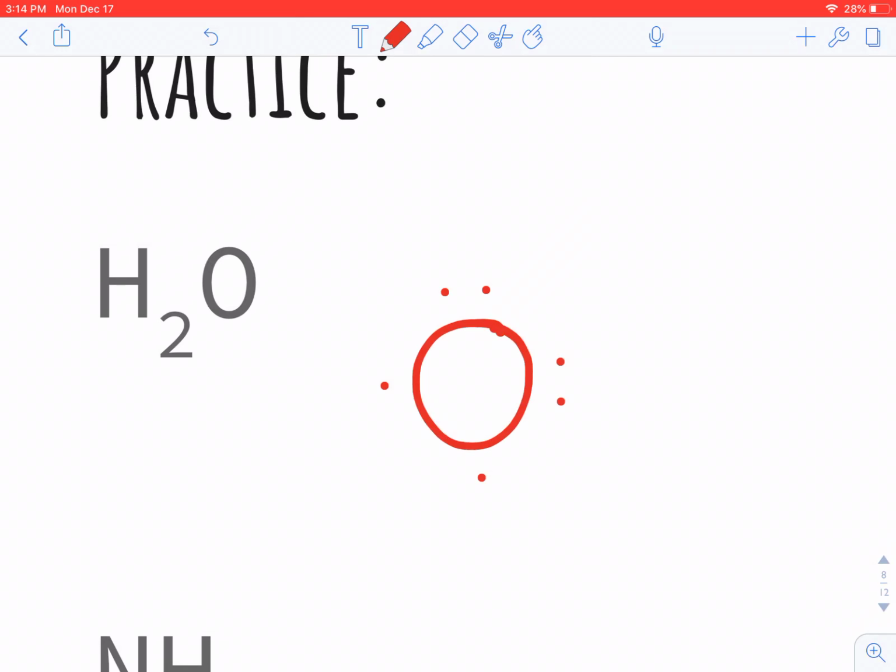Oxygen needs 2 more electrons to get to its octet of 8, and it's going to get those 2 electrons from the 2 hydrogen atoms. So I'm going to draw my hydrogens, and I'm going to arrange them so that the hydrogens and their electrons are facing the bonding electrons of the oxygen. So what happens is that forms a bond, which represents 2 electrons, and then we have a bond right here that represents 2 electrons.